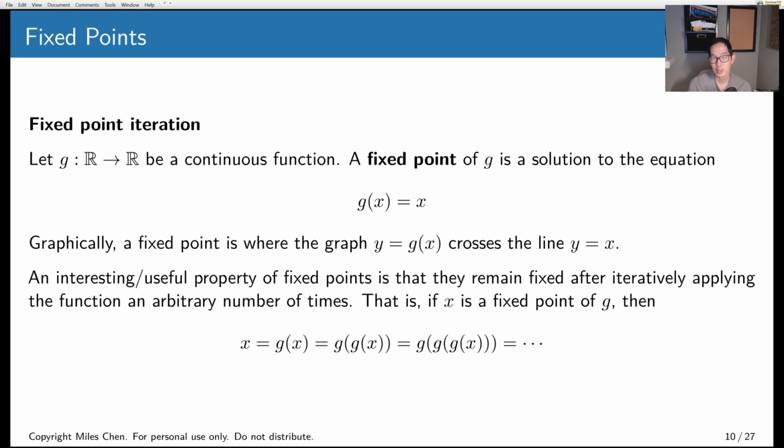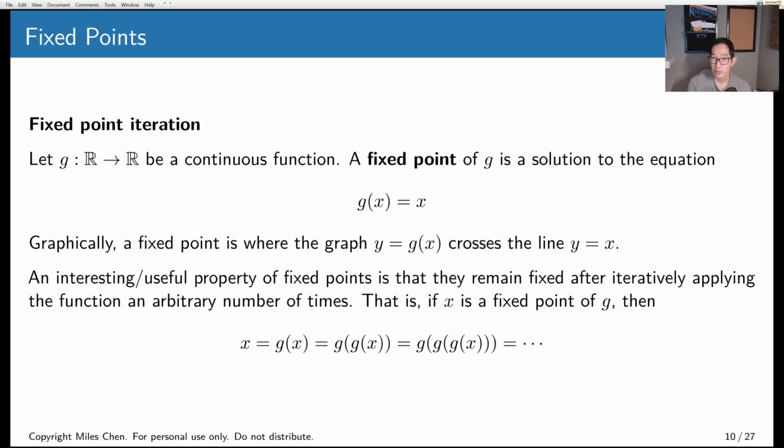Basically, imagine the line y equals x, so this diagonal line that runs through the origin with a slope of 1, and a fixed point is basically where this function, g of x, crosses that line y equals x. And a useful property of fixed points is that they remain fixed even after you iteratively apply the function an arbitrary number of times.